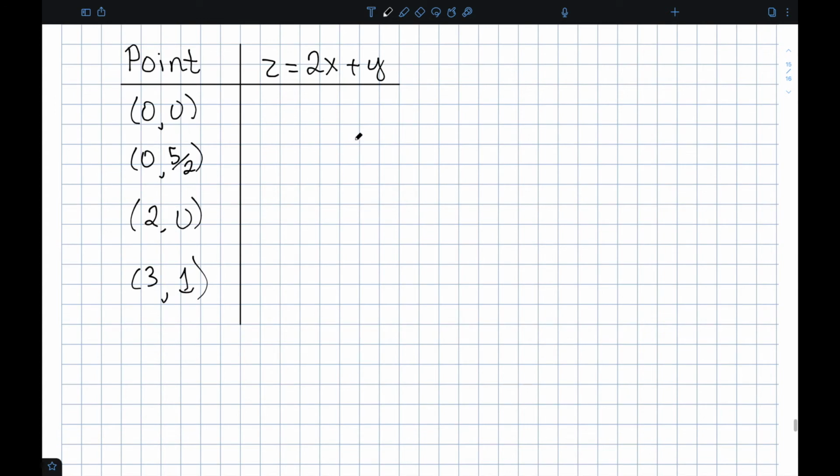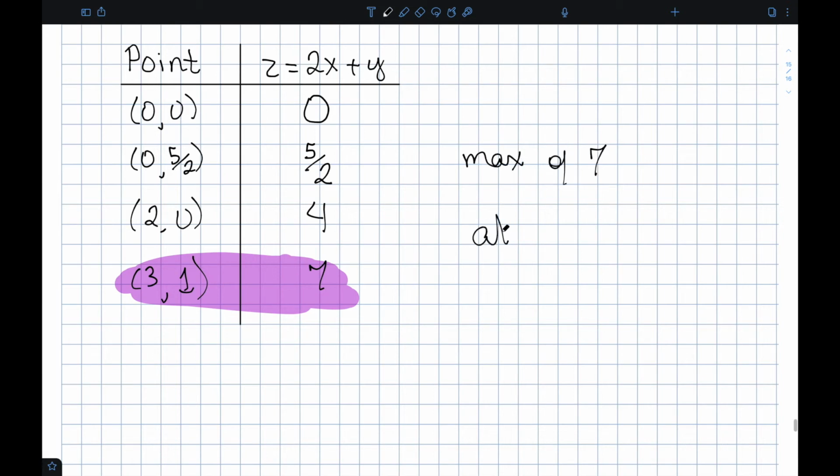Now that I've found my points, I just need to plug them into that objective function. If x is 0 and y equals 0, I have 2 times 0 plus 0, that's 0. 2 times 0 is 0, plus 5 over 2 is 5 over 2. 2 times 2 is 4, plus 0 is 4. And 3 times 2 is 6, plus 1 is 7. So I can see that this is my maximum. So in this case, I have a maximum of 7 that occurs at the point (3, 1).